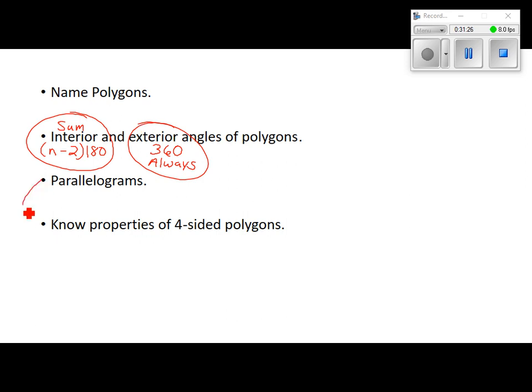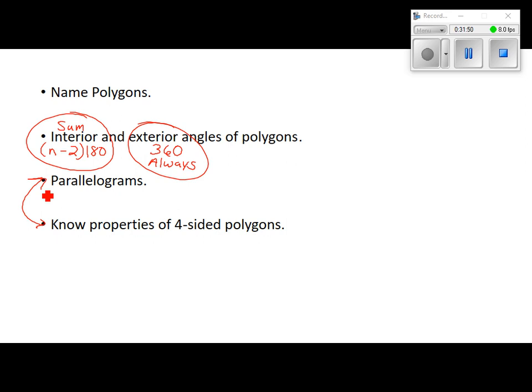Know all the properties for a parallelogram and for rectangles, squares, trapezoids, rhombus, so on, all those that we have over there on the side boards, know those properties. Now I'm probably not going to put some random property on there like, hey, this is a kite, what do you know about these opposite angles?